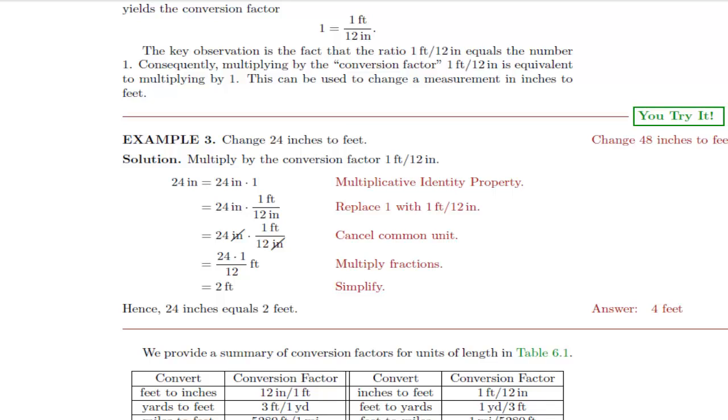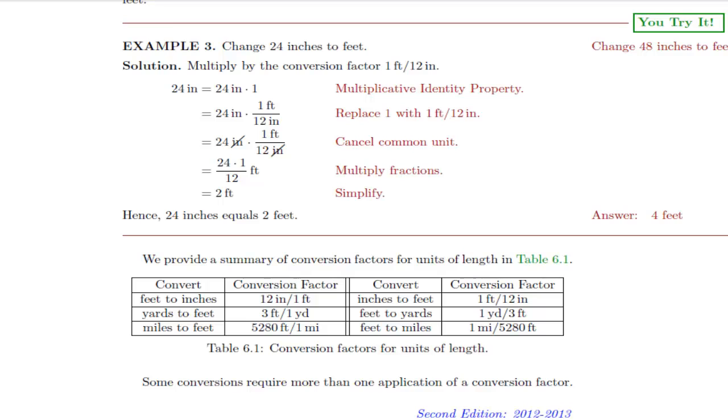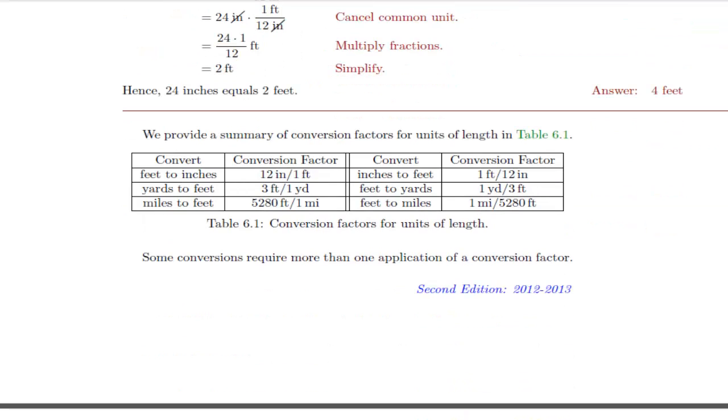Example 3. Change 24 inches to feet. Solution: multiply by the conversion factor 1 foot over 12 inches. 24 inches equals 24 inches times 1 equals 24 inches times 1 foot over 12 inches. Inches units cancel, and we're left with 24 times 1 foot over 12 equals 24 times 1 over 12 feet, which equals 2 feet. Hence 24 inches equals 2 feet. We provide a summary of conversion factors for units of length in Table 6.1.